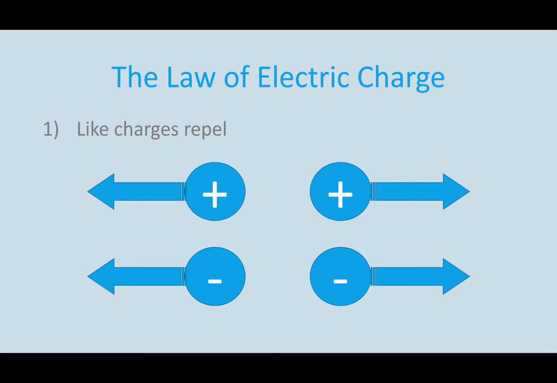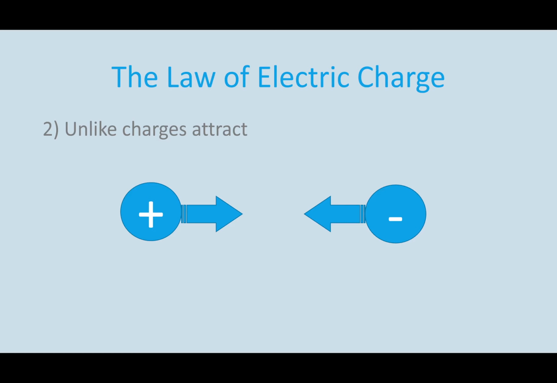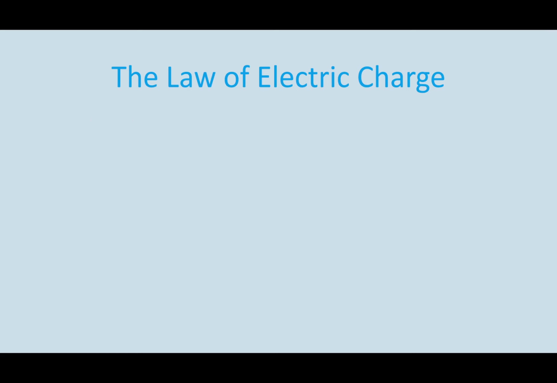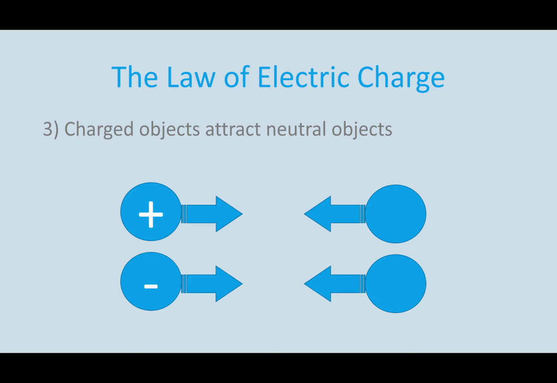The law of electric charge. One, like charges repel. So if you have two positive charges, they're going to repel each other, the same as if you had two negative charges. Number two, unlike charges attract. So if you have a positive and a negative, those two objects are going to be attracted to each other. And finally, charged objects attract neutral objects. So if you have either a positive or negatively charged object, it's going to attract a neutral object.